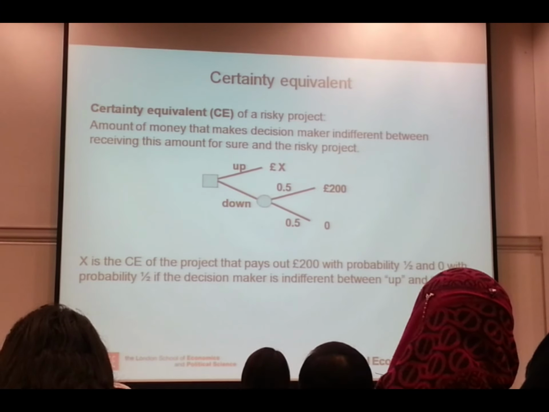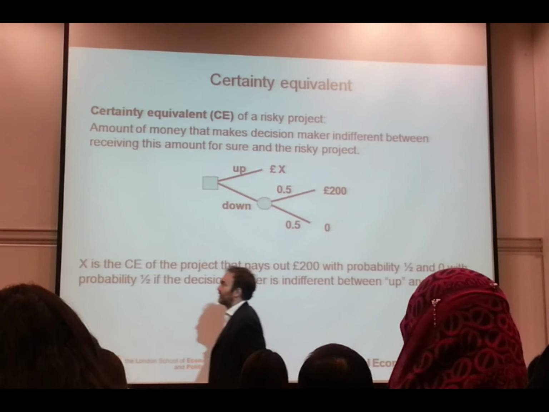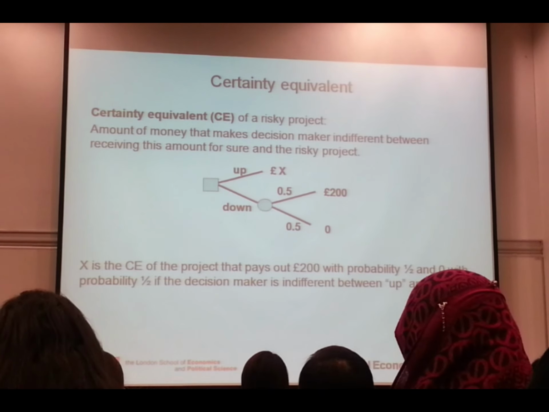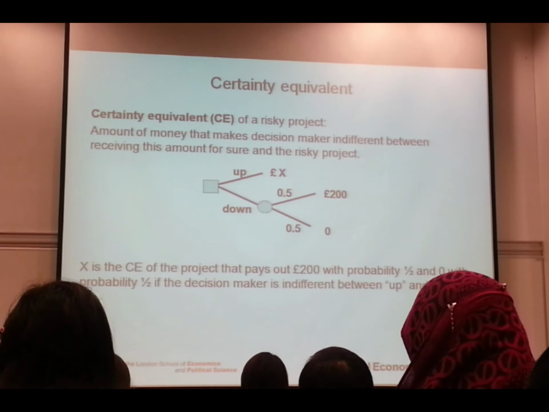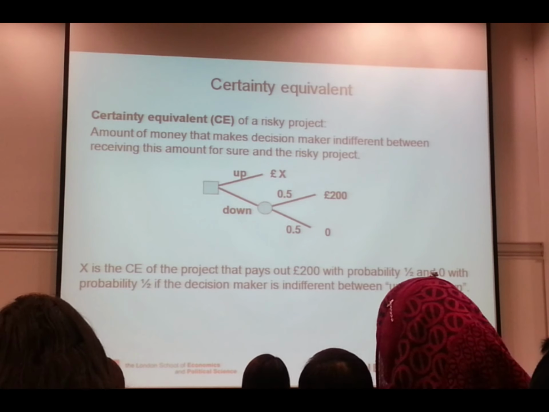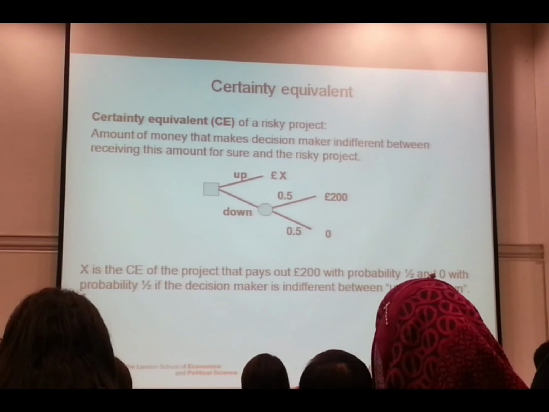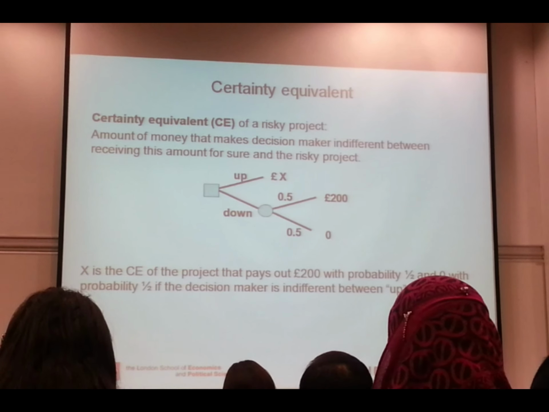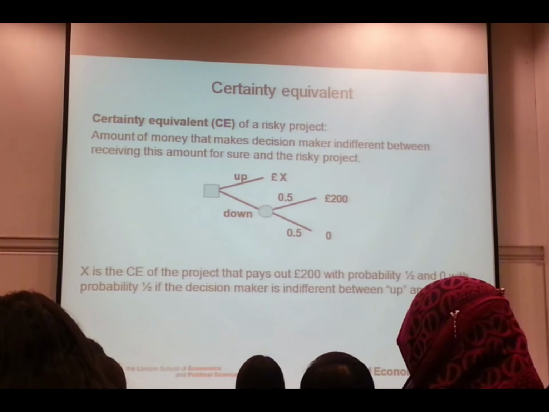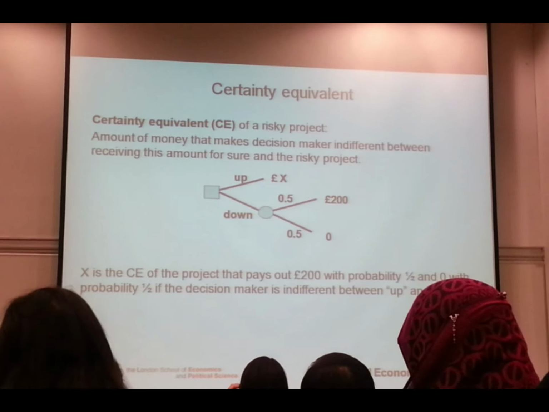So let's sink that in for a bit. Here you're facing a situation where you can either go up and get X pounds, or you can go down and get 100 pounds in expectation, because you're getting a random draw between 0 and 200 with equal probability. The certainty equivalent here is exactly the amount of money that I need to give you for sure, so that you're indifferent between the lottery and the certain amount.